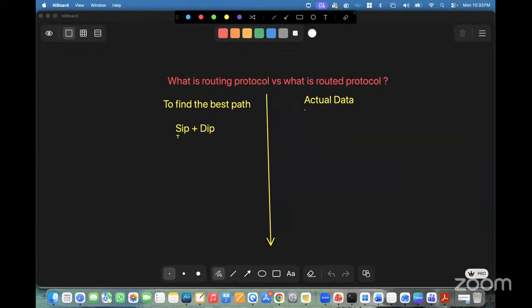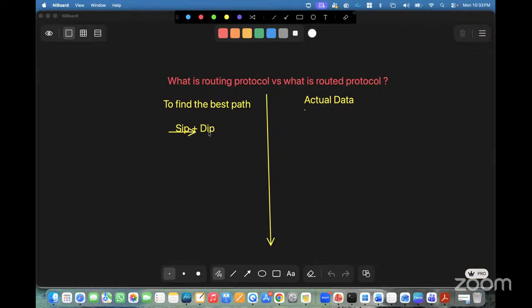Anyone else want to add something? Basically, routing protocol is responsible to carry the user data across the network. Let me finish. Leela Ram, you finish first. The routing protocol is the default one where we don't need to bind anything, whereas for routed protocol we need to provide a source and destination IP and port details.